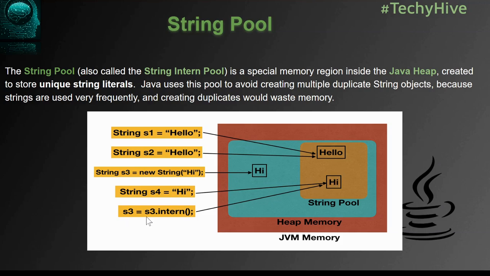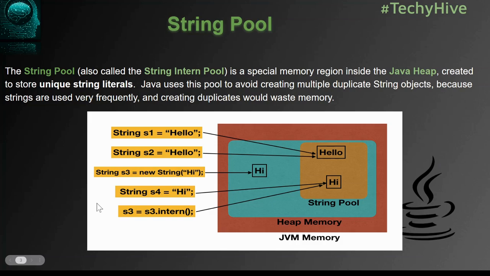Next, we have s3 = s3.intern(). The intern method moves the string reference to the string pool. You can see here that s3 was pointing to this object, but when we say s3 = s3.intern(), it converts s3 into a literal, and this literal is already there. So now s3 will point to the same "hi" object, and therefore the s4 and s3 values are the same.